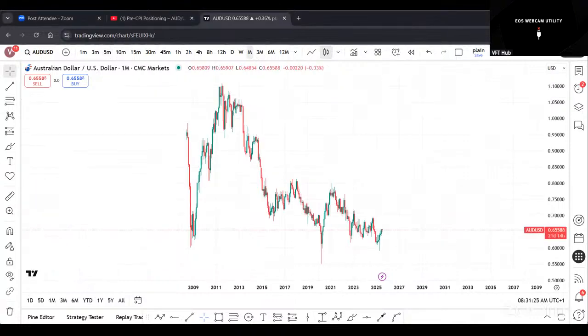My name is Sabi Abi and I'll be taking the first part of today's analysis, which will be covering commodity currencies. Those are AUD USD, NZD USD, and USD CAD. Shortly after which we're then going to look into indices as well.